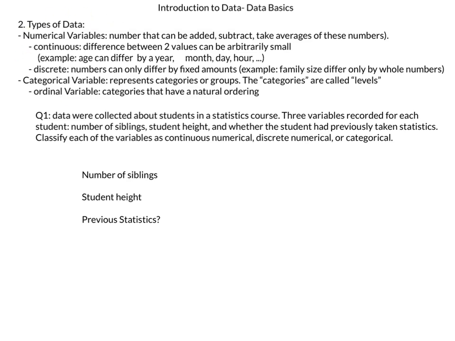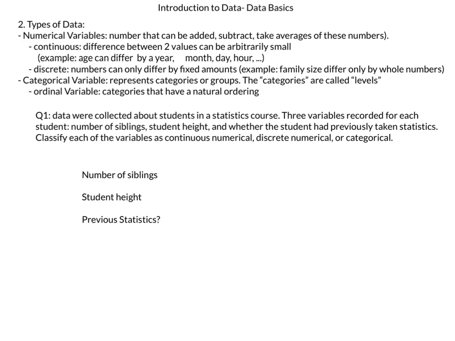Our next question about types of data. Data were collected about students in a statistics course. Three variables were recorded for each student: number of siblings, student height, and whether the student had previously taken statistics. I'm not sure why height was interesting, but whatever. Classify each of the variables as continuous numerical, discrete numerical, or categorical.